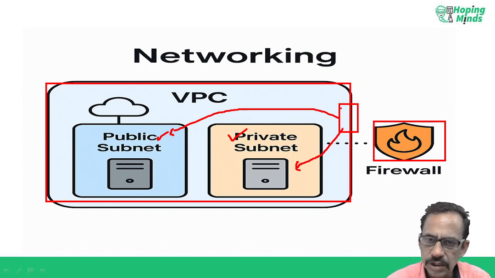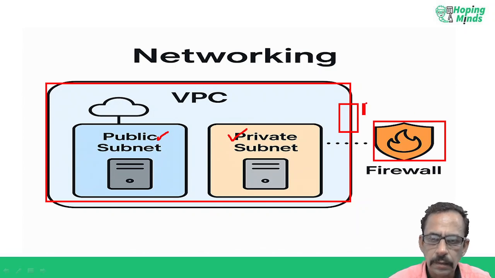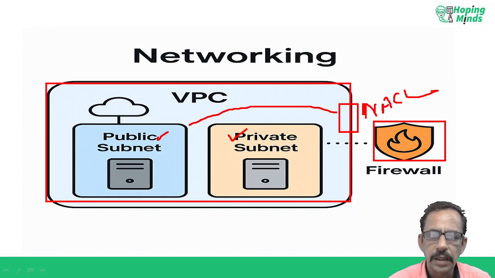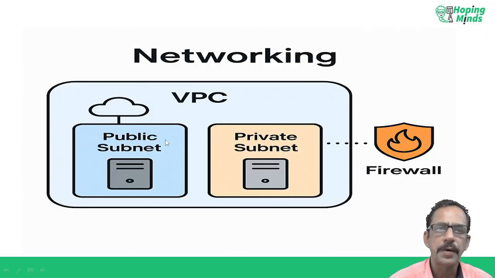And this is the NACL, and again this is the NACL, the network access control list, that works at the subnet level. It is not required for the private subnet, only for the public subnet. Again, we can put one more security group here, that is a security group that works at the instance level access. So this is about the networking.